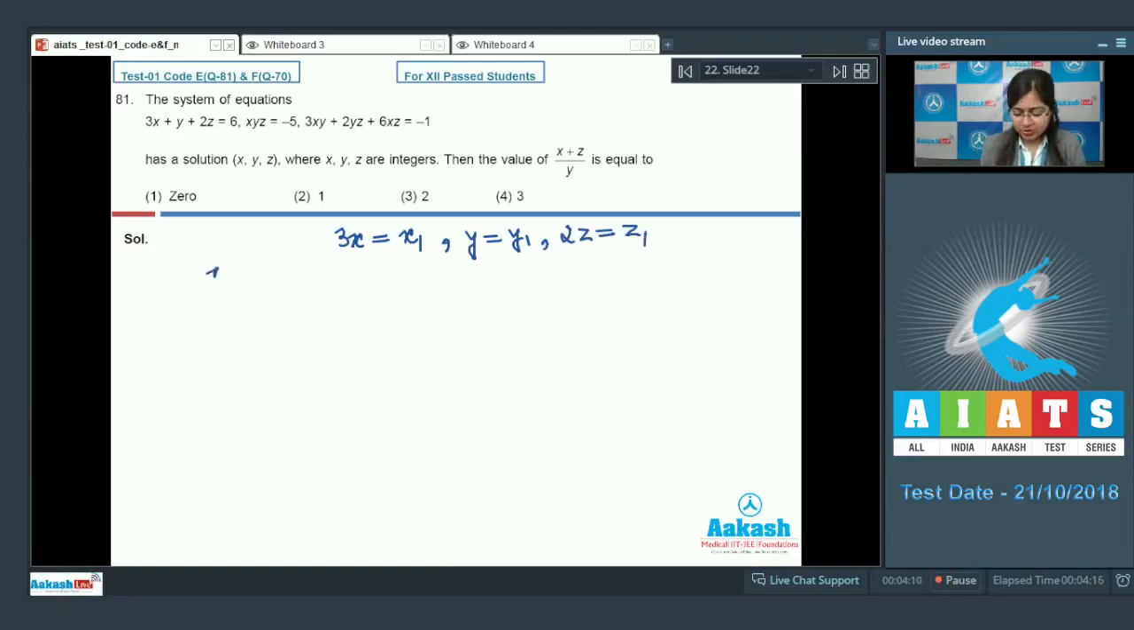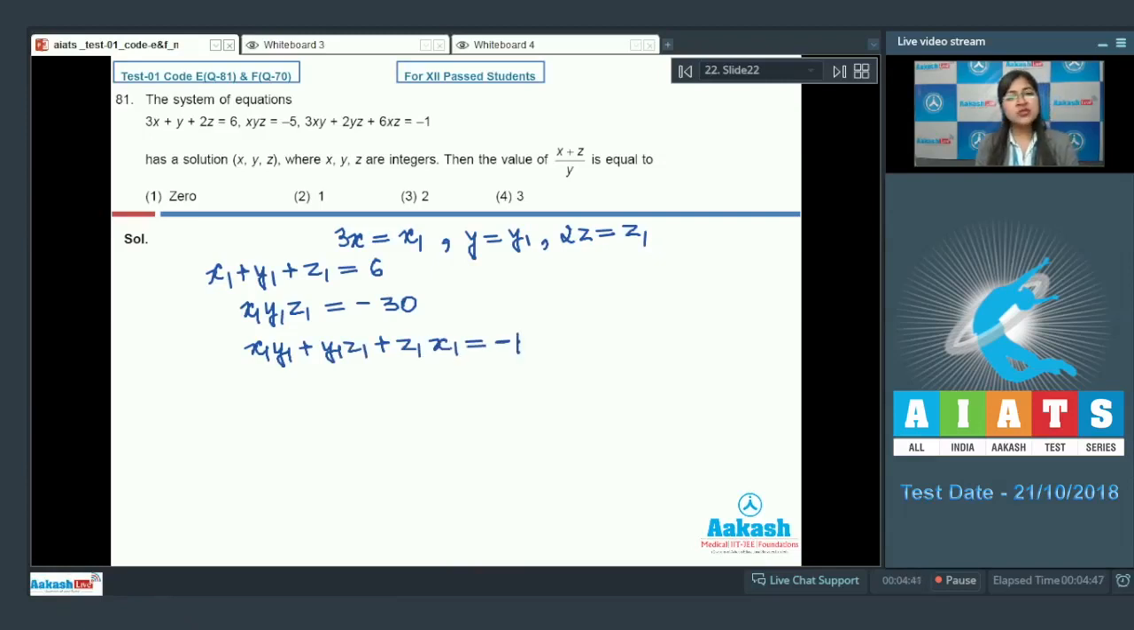the first equation can be written as x1 plus y1 plus z1 is equal to 6, and the second equation can be written as, multiplying it with 6, so we will get x1 into y1 into z1 will be equal to minus 30. Now similarly, 3x is equal to x1, so we have x1 y1 plus y1 z1 plus z1 x1 equal to minus 1. So these are the three equations that are given here.